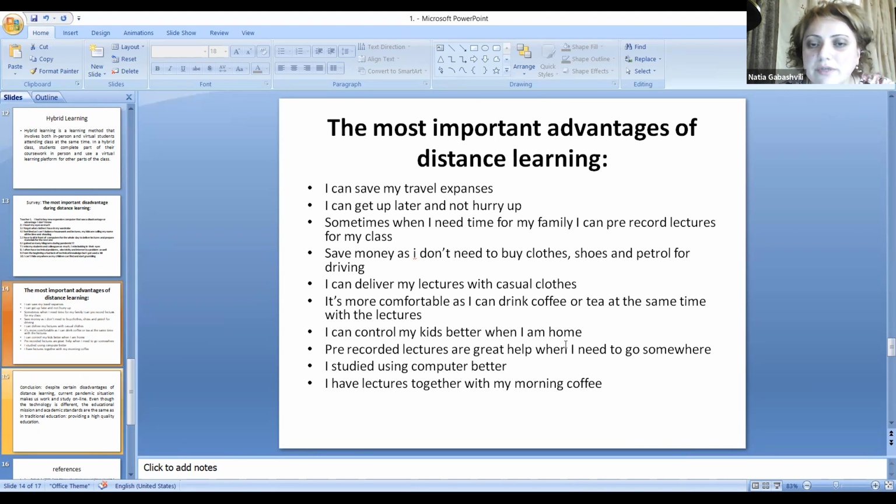It's more comfortable as I can drink coffee or tea at the same time as the lectures. One more teacher said that pre-recorded lectures are a great help. So they can control their family and kids better when they are at home. And one advantage is that they can deliver lectures together with the morning coffee.